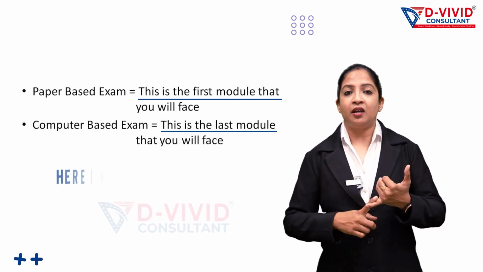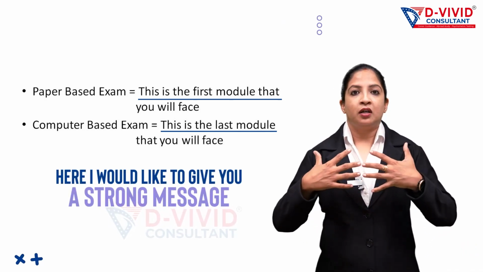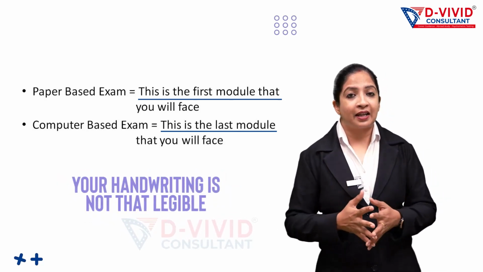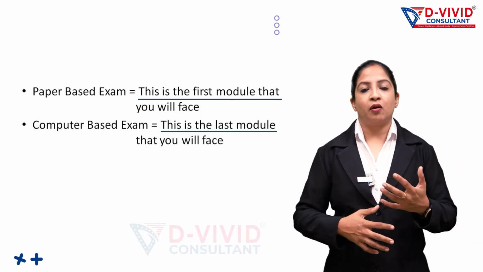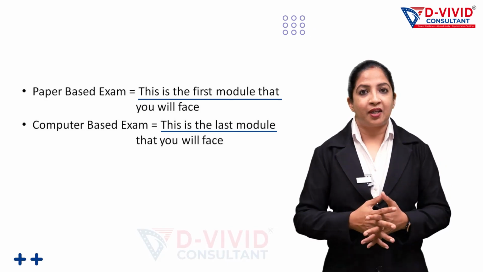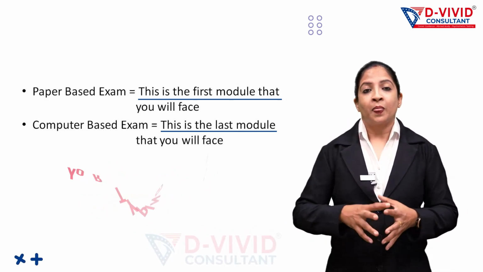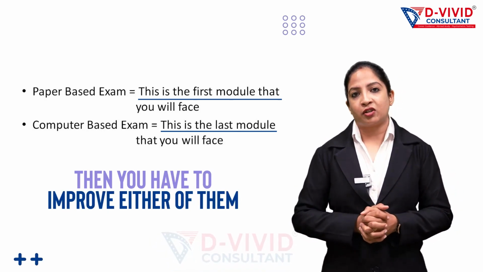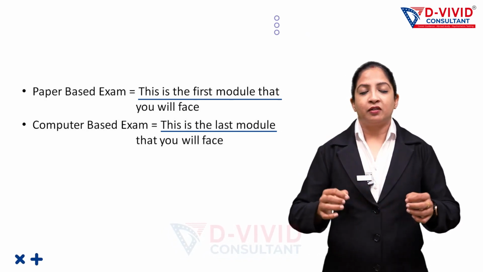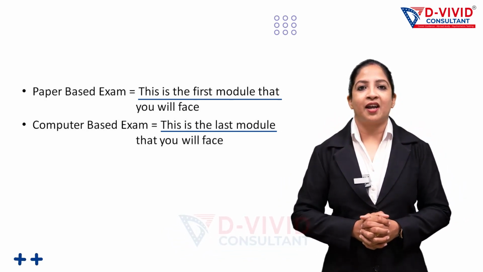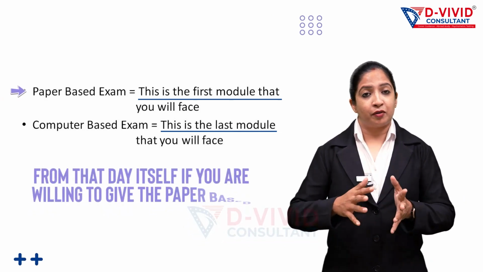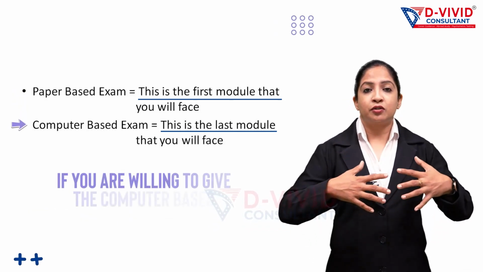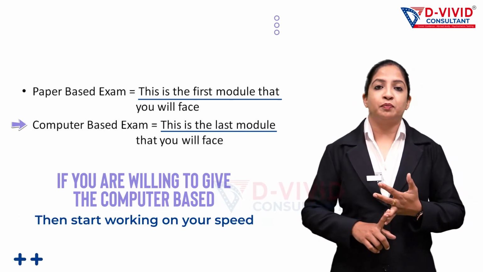Guys, now here I would like to give you a strong message that if your handwriting is not that legible, and at the same time if you are not fast enough in your typing, your typing speed is not reasonable, then you have to improve either of them. You don't have any chance. So from day 1, the day you decide that I want to give IELTS, from that day itself, if you are willing to give the paper based, start working on your handwriting. If you are willing to give the computer based, then start working on your speed.